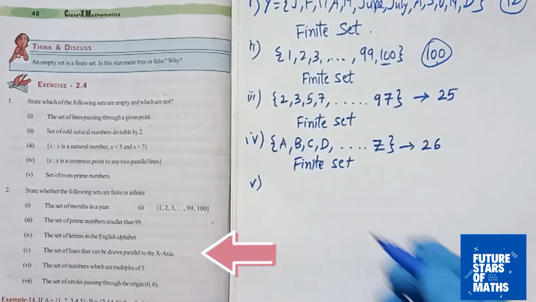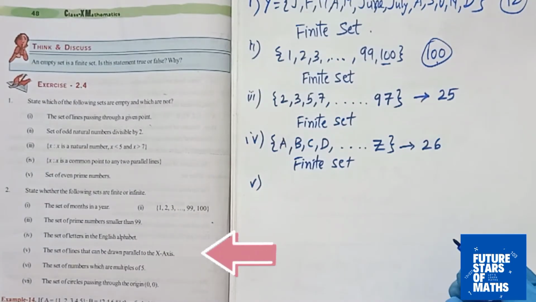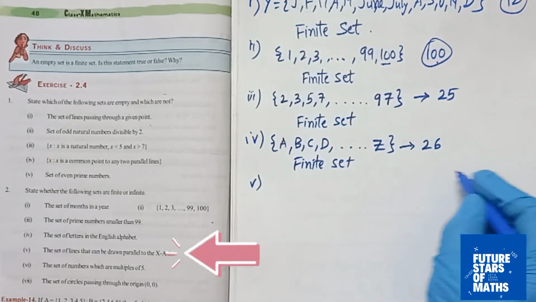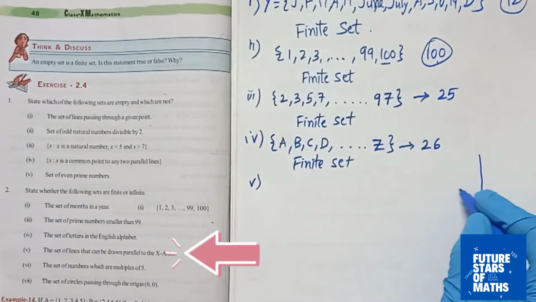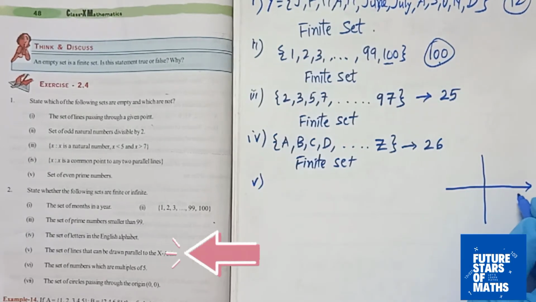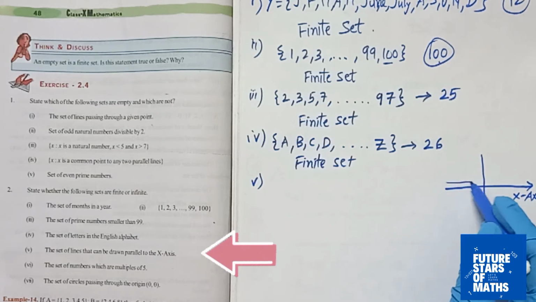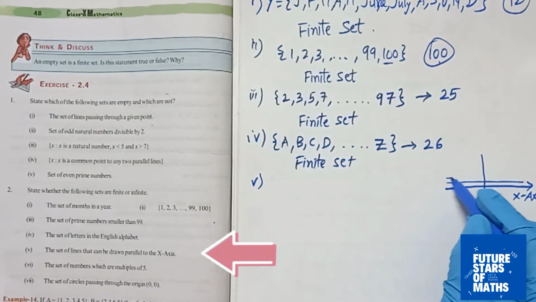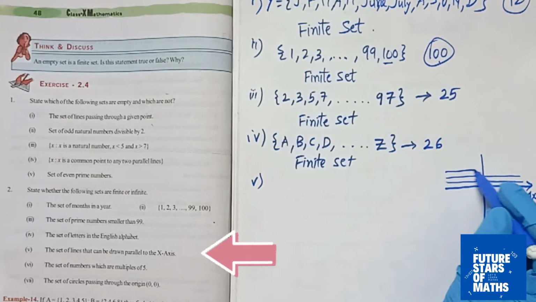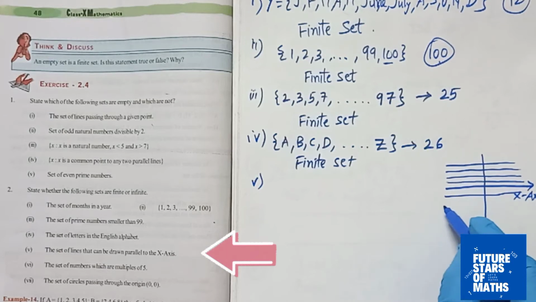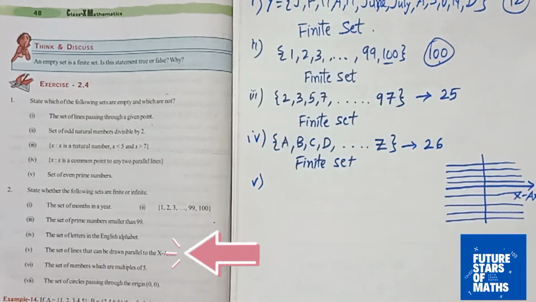And the fifth set is the set of lines that can be drawn parallel to the x-axis. Suppose this is the x-axis. Can we draw a line parallel to this? Yes, we can draw a line here. Then again one more line we can draw, then again one more line, and again one more line, here also parallel. So an infinite number of parallel lines can be drawn.